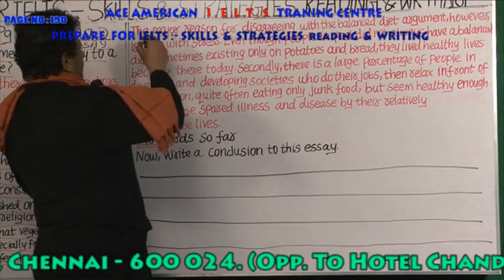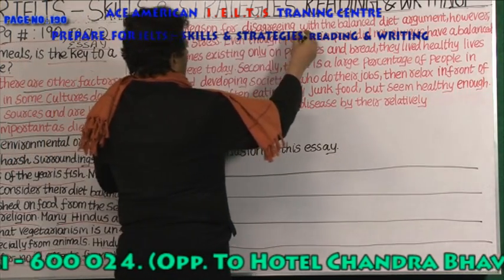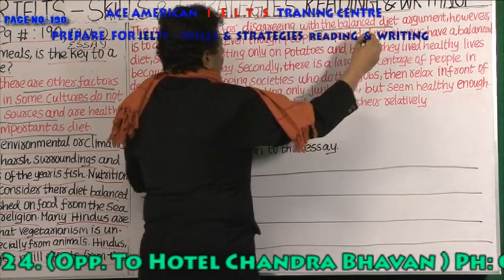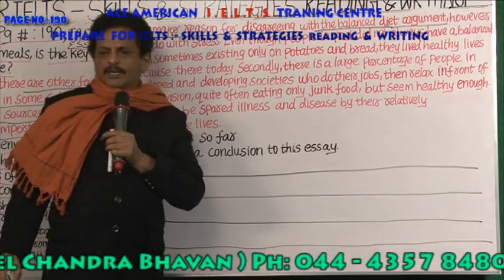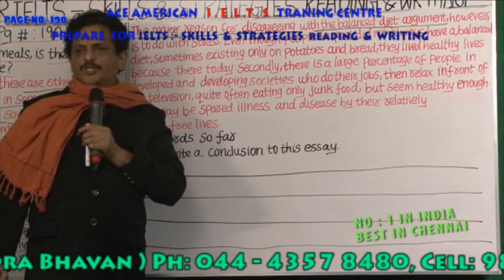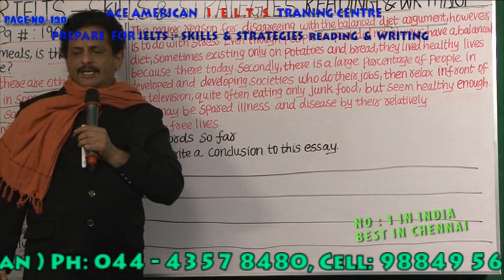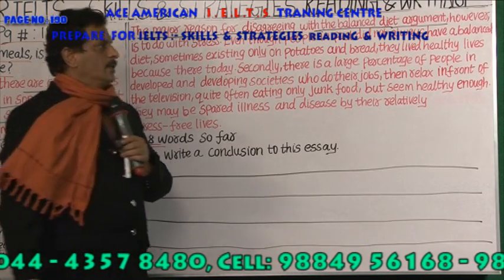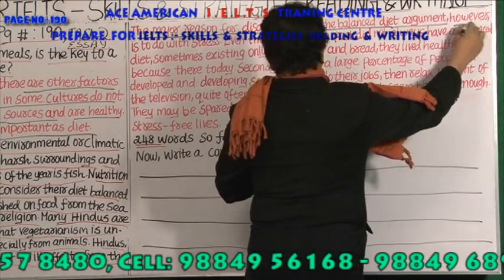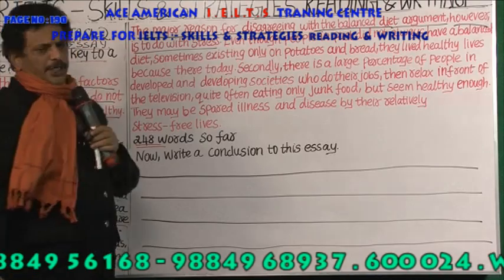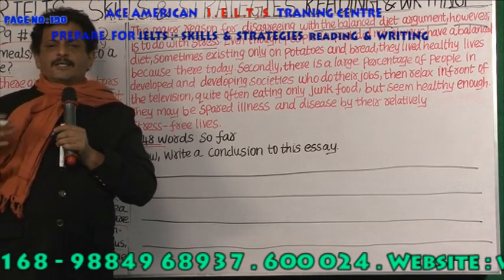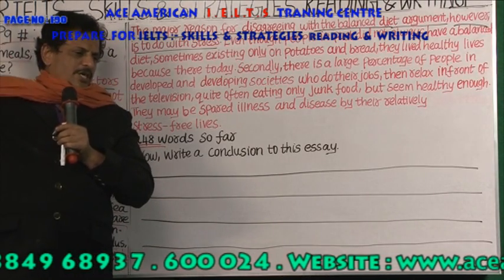So here is the major reason for disagreeing with the balanced diet argument. This writer is saying that he is not ready to agree that a balanced diet will give you a healthy life. He is not for that. Why? The reason has to do with stress. Stress plays an important role. So he says stress is the most important. Stress means what, sir?